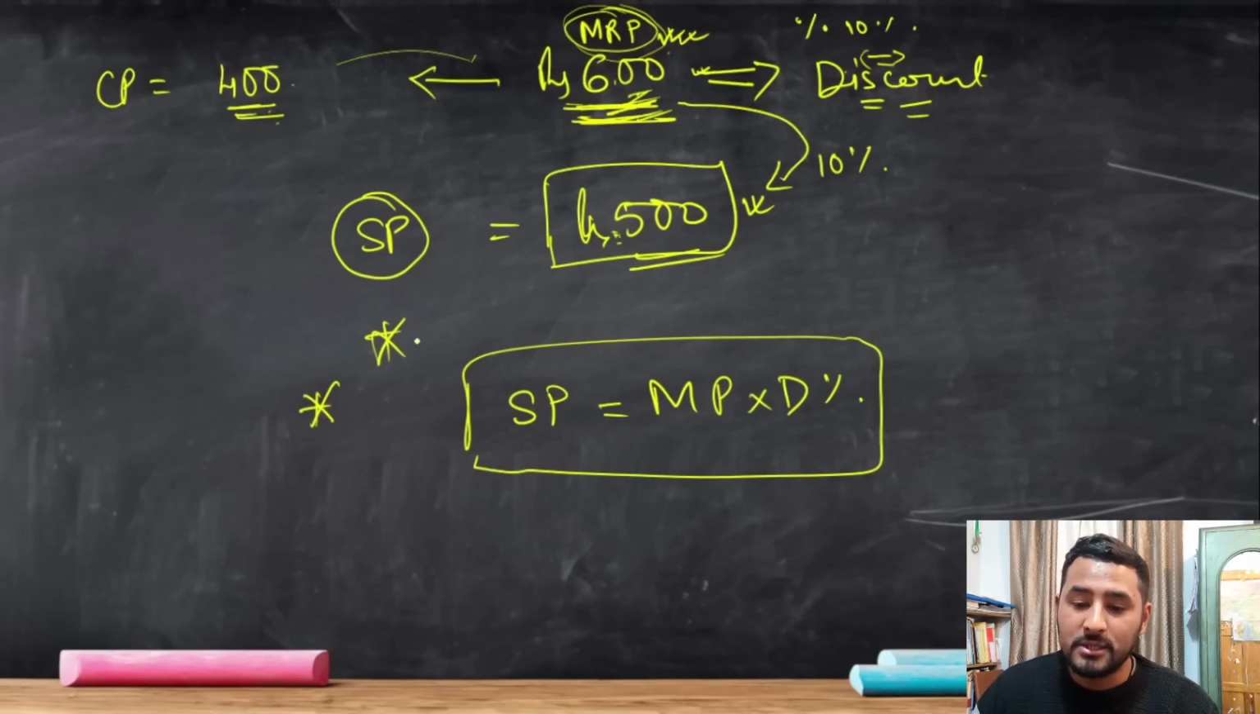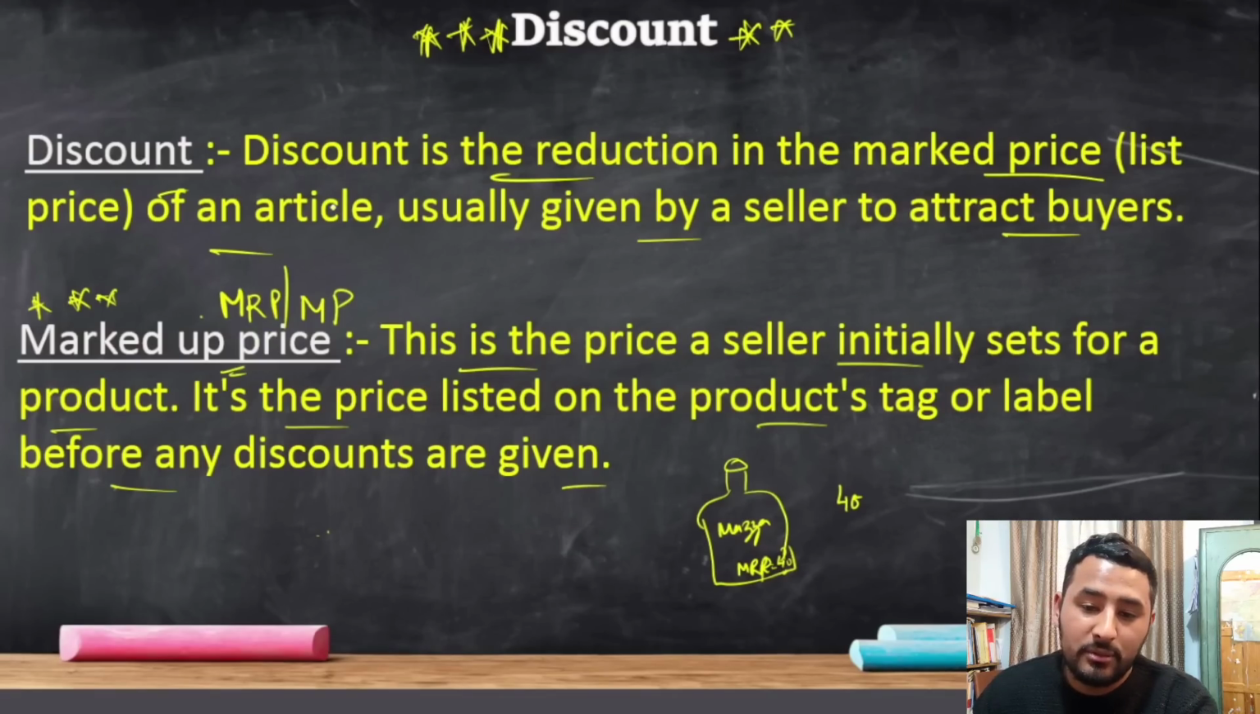I hope this is clear. Use this formula directly. So what is the discount? Let me read the definition. Discount is a reduction in the mark price. See, I told you it is the reduction in mark price of an article, usually given by a seller to attract buyers. Clear? To attract the buyers.